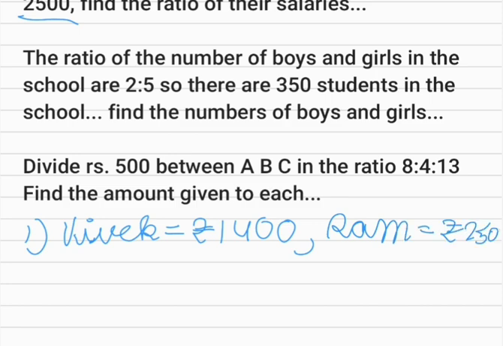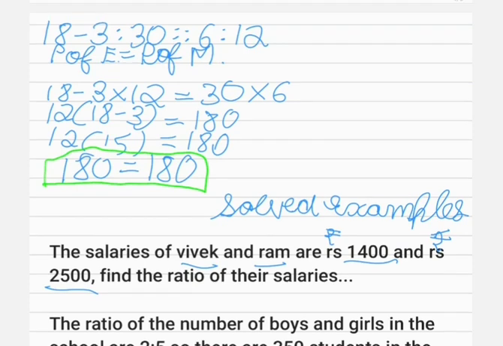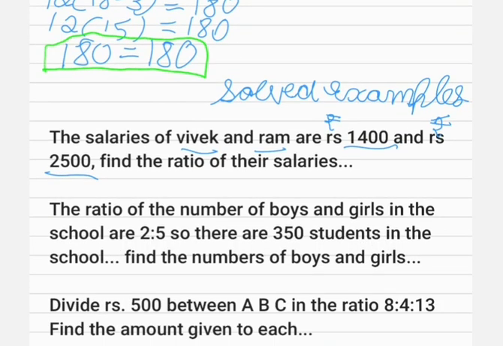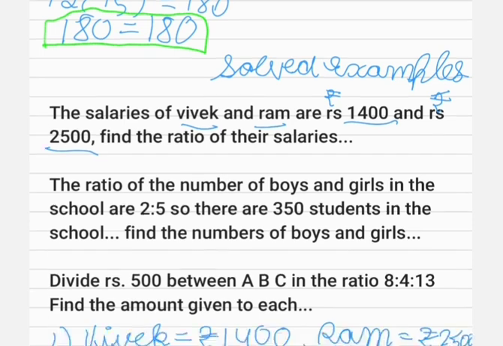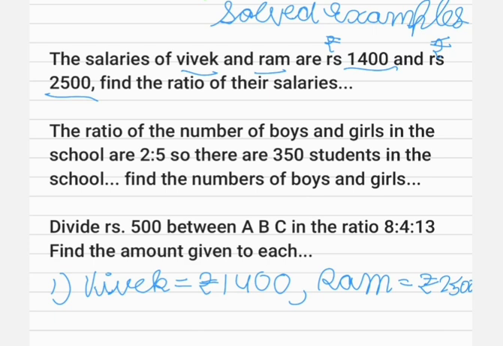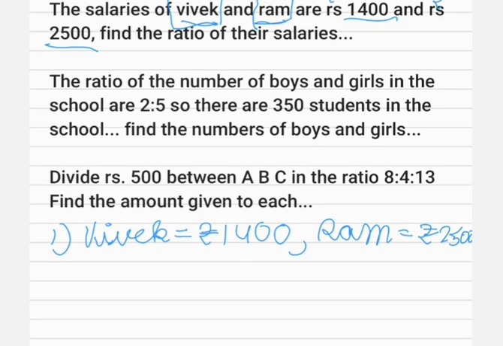We have to find the ratios, and you will think that it is not given which ratio we have to find, Ram is to Vivek or Vivek is to Ram. So in these types of questions, whichever value is given first, we have to find the ratio like this only. So the salary of Vivek is given first and the salary of Ram is given after it. So we will write rupees 1400 is to rupees 2500.